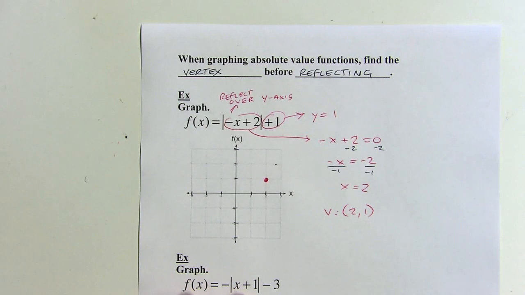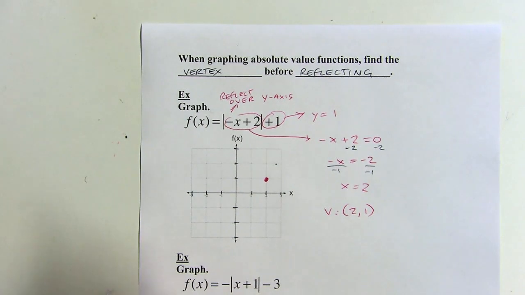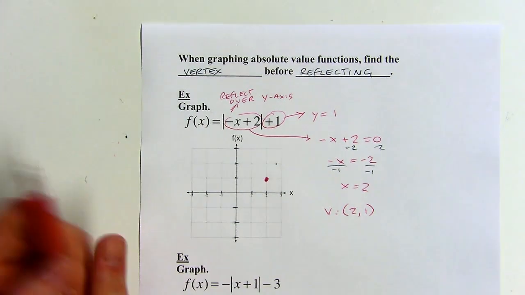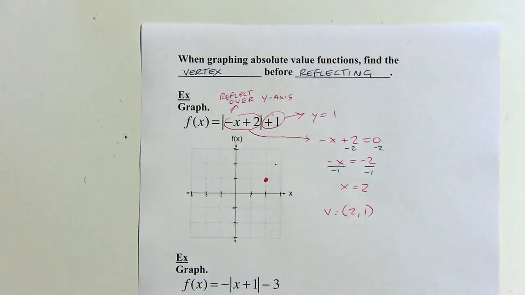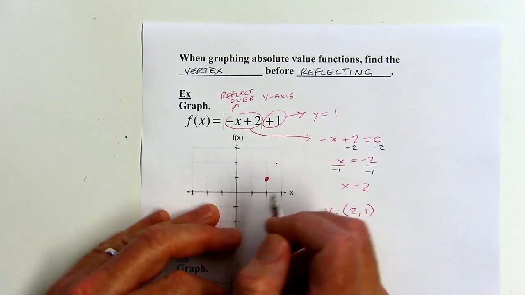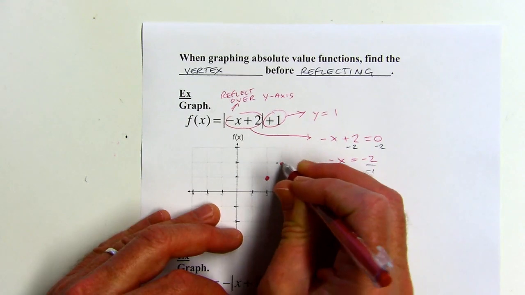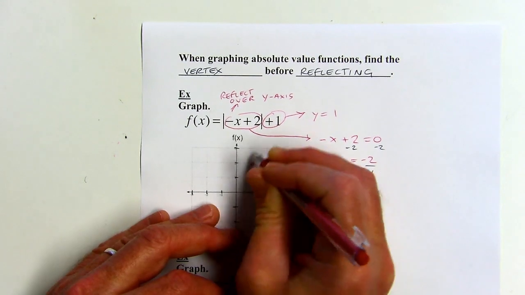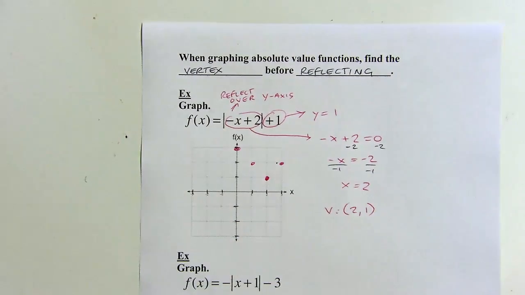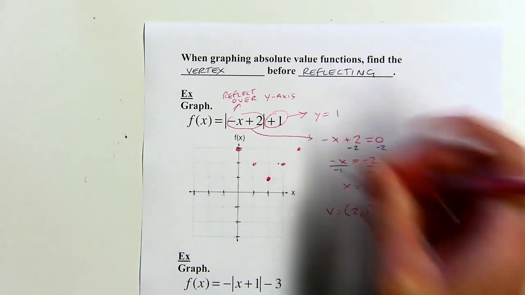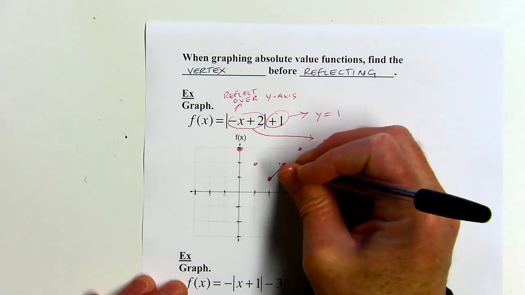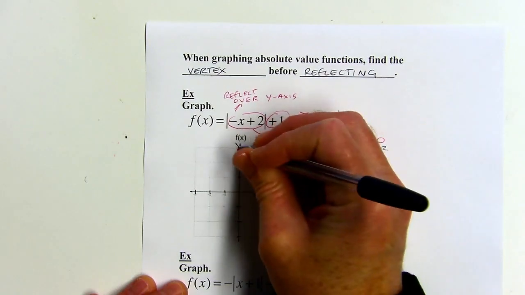Then I'm thinking, I know this one opens upwards because it didn't reflect over the x-axis, right? So then I just follow the parent graph pattern. From here I go up 1 to the right one, and up 1 to the left one. I could go up 1 to the left one again, and up 1 to the right one again. And then we've got our function right there.